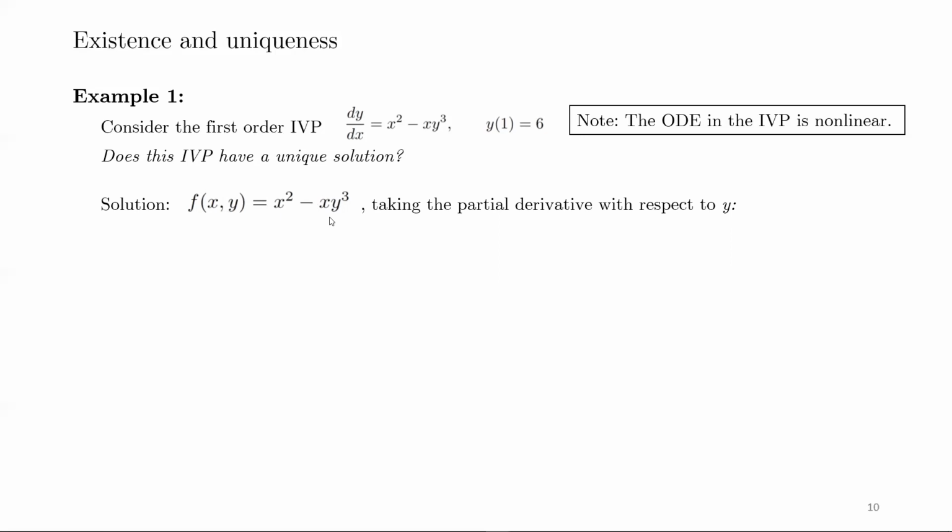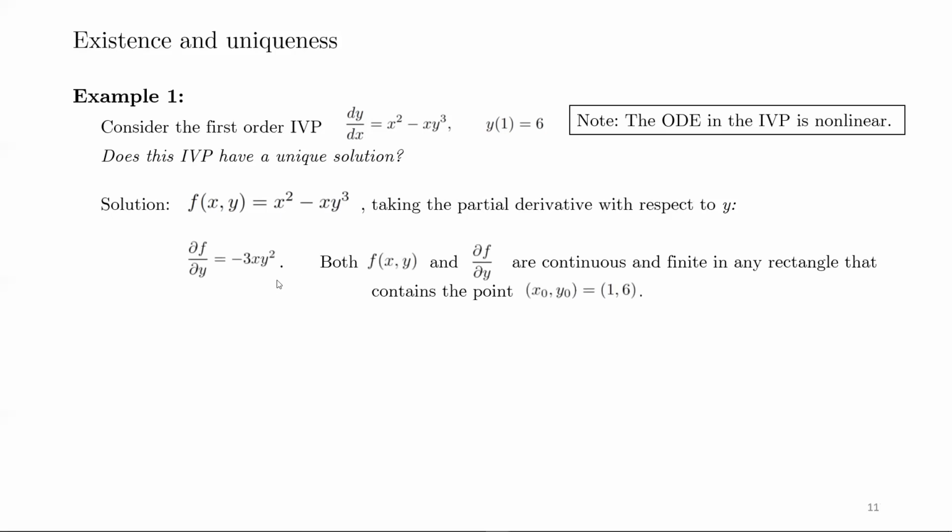But now we also need to check the derivative of f with respect to the dependent variable y. So let's take that derivative. So if we take the partial derivative of f with respect to y, then we're going to pull this 3 down, and the x squared is going to disappear because that's basically a constant, and we're going to get minus 3xy squared. And notice also that minus 3xy squared is defined and is continuous on the whole real line.